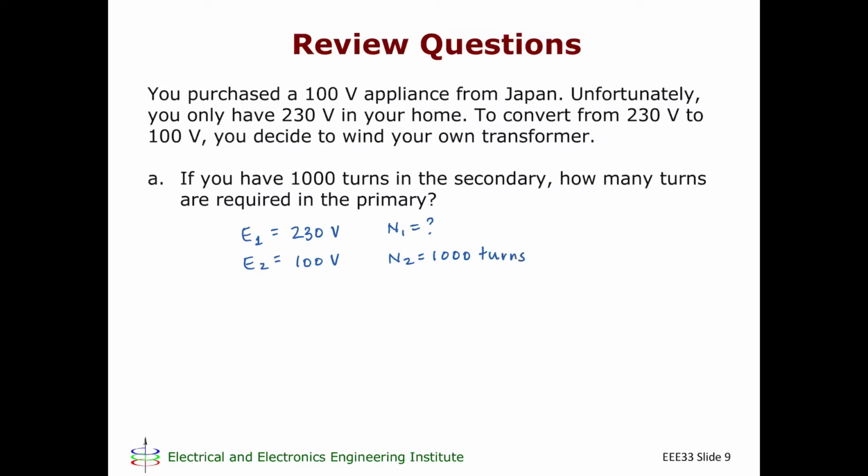So we know that E1 over E2 should equal N1 over N2. Thus, N1 should be equal to N2, which is 1,000, multiplied by E1, that's 230, over E2, which is 100. So we're going to get 2,300 turns. So when we wind the primary winding, we would need 2,300 turns.